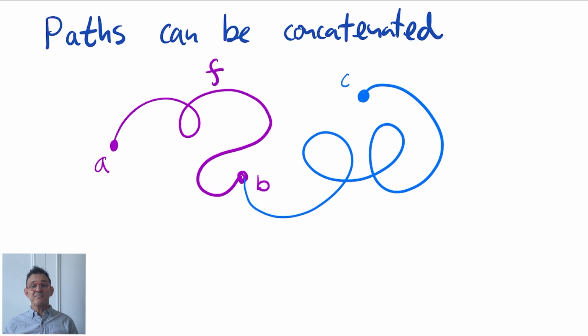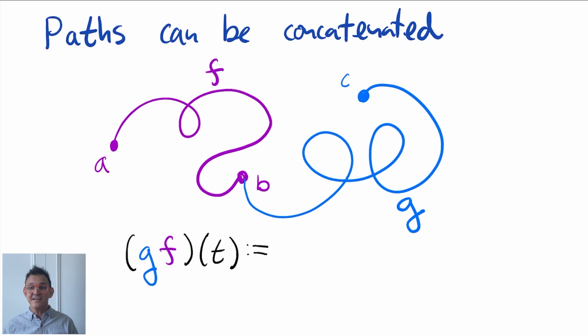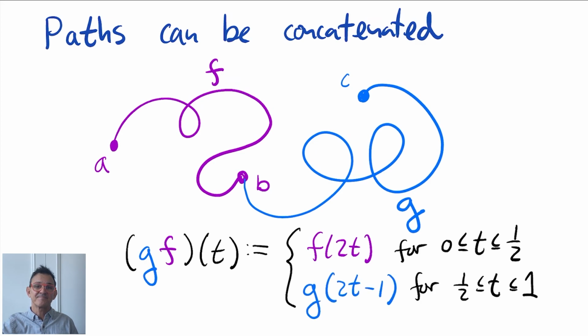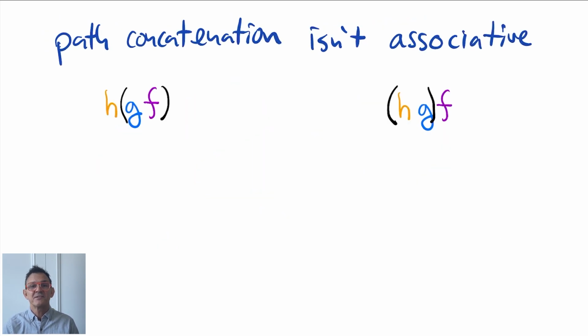So, if f is a path from A to B, and g is a path from B to C, we define a new path, gf, from A to C by splitting the interval in half and doing f on the first half and g on the second half. When you encounter a new algebraic operation, it's natural to wonder about its properties. One of the first things you'll notice is that path concatenation isn't associative.